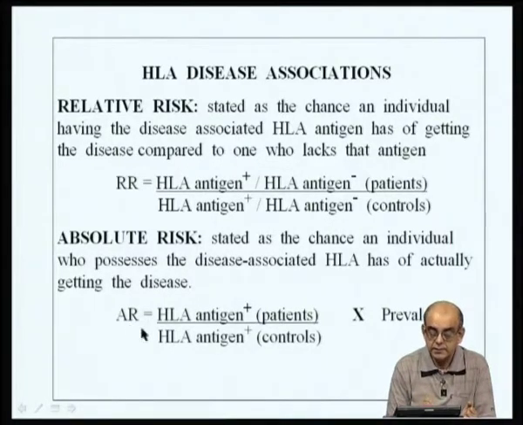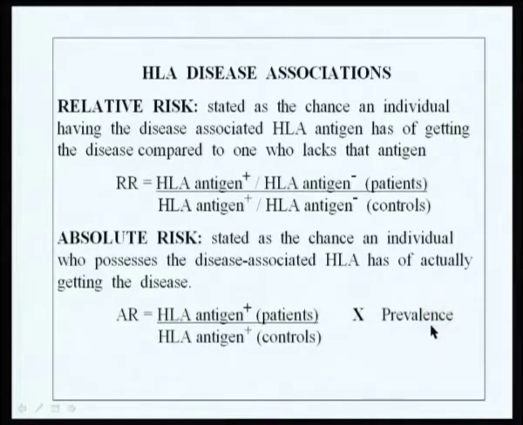So, AR is defined as the patients who have that antigen divided by the controls who have that antigen, multiplied by the prevalence of the disease in the population. For example, if you have a vector that is contributing to the spread of the disease, like mosquitoes, and you have more of those mosquitoes in a particular location, your absolute risk would be higher.